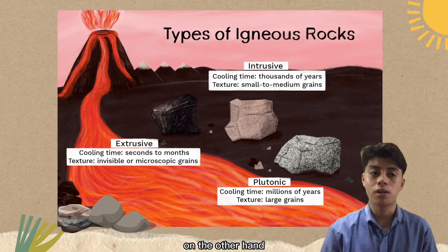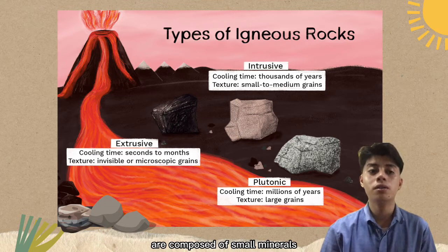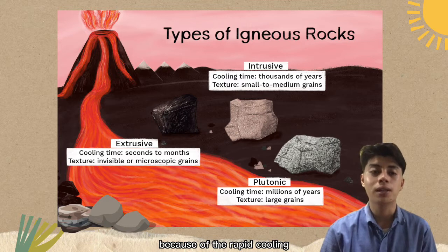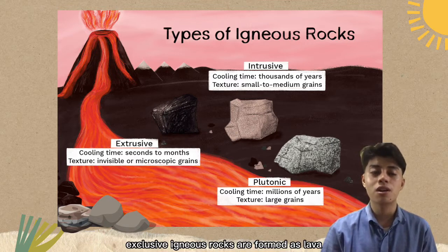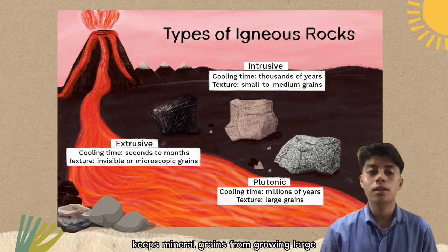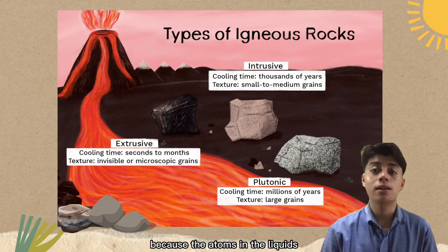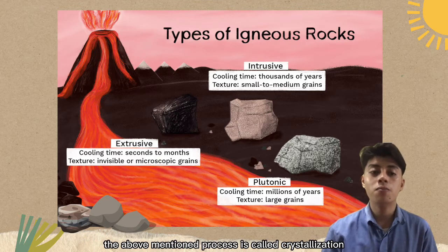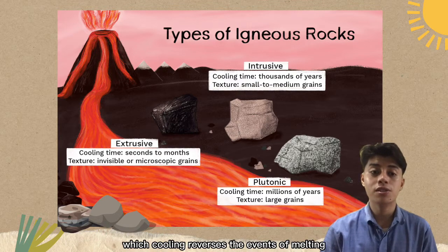Extrusive igneous rocks, on the other hand, are composed of small minerals that cannot be seen by the naked eye because of the rapid cooling. Extrusive igneous rocks are formed as lava cools on the surface of the earth. The quick cooling rate keeps mineral grains from growing large. Because the atoms in the liquid don't have the time to arrange into large crystals, the process is called crystallization, which cooling reverses the events of melting.